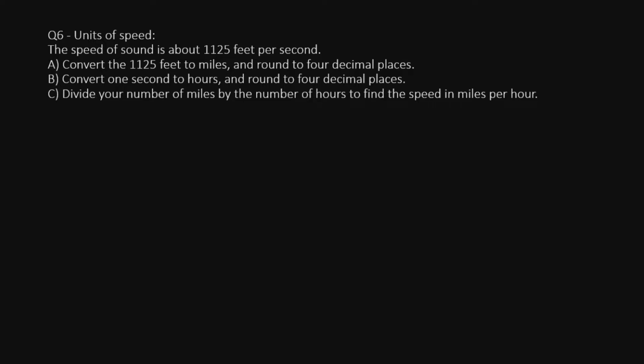Let's begin with our 1,125 feet. To change this to miles, we will multiply by a fraction. We'll put what we need on top and what we already have on the bottom. Since we need miles, that will go to the top of the fraction. And since we already have feet, that will go to the bottom of the fraction.